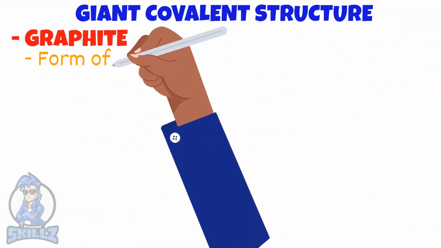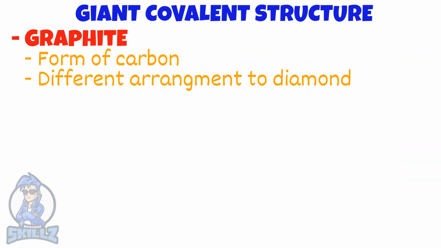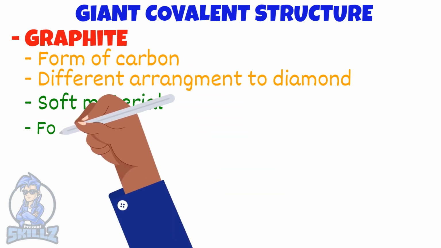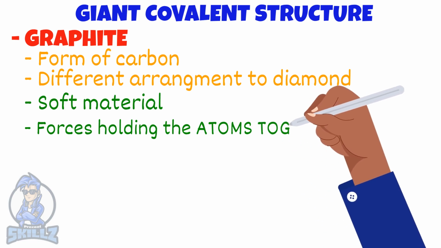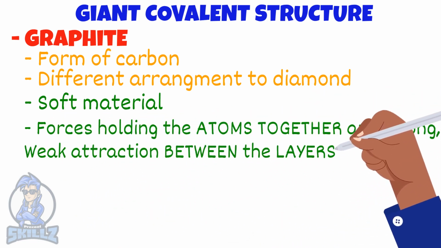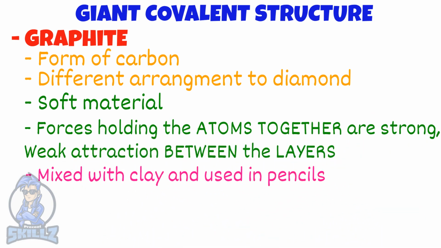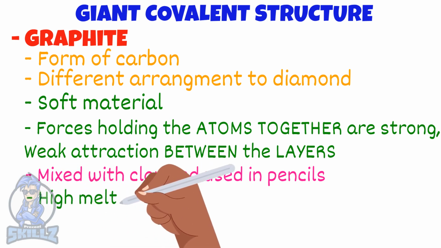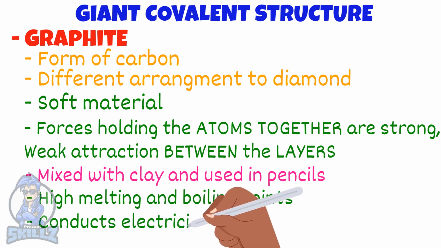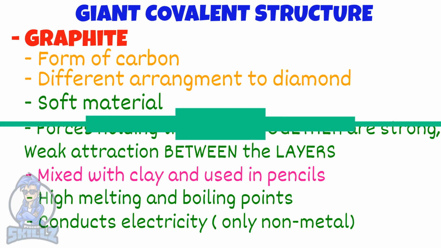Graphite is another form of carbon, but the atoms are arranged differently, although it still has a giant covalent structure. Graphite is a soft material. Although the forces holding the atoms together in each layer are very strong, the attraction between the layers is very weak. Graphite is mixed with clay and used in pencils as the lead. Graphite has high melting and boiling points. Graphite conducts electricity. It is one of the only non-metals that conduct electricity.